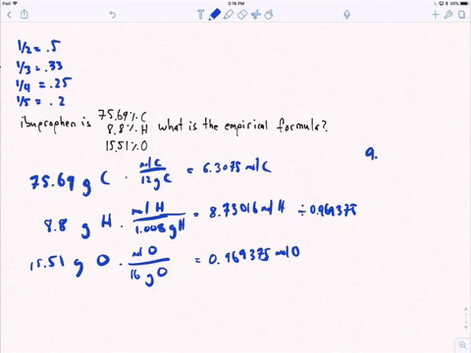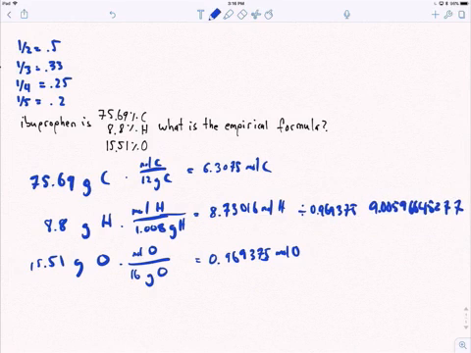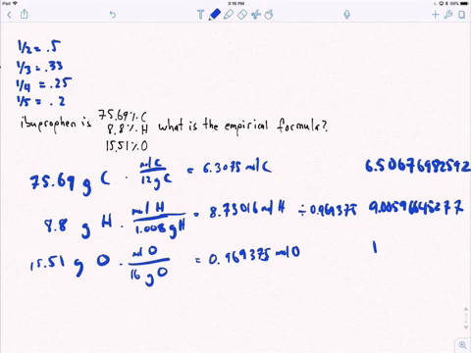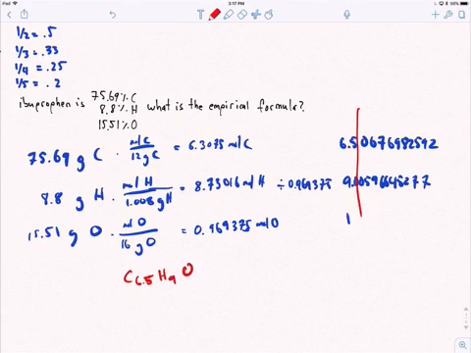Oh, that's hydrogen. Sorry. And this is 1. This is 1. And this is 6.5, I mean, do the truncation, ka-chink. So you would have carbon 6.5, hydrogen 9, oxygen 1. And so what do you do here? Multiply by 2, so carbon 13, H18, O2.